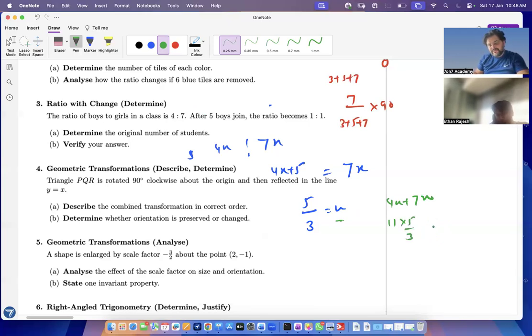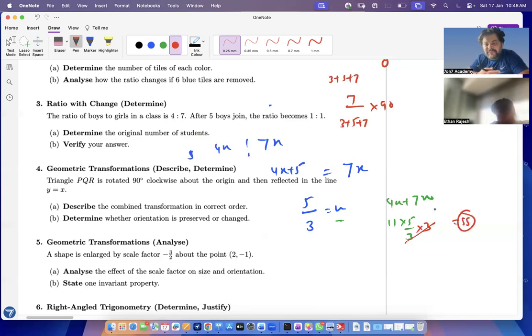Now this cannot be the original number because this is a fraction. The students cannot be a fraction. So the question is wrong. There should be a minimum number of students which you multiply here to get a whole number. Agree? So you multiply by 3 here, and the minimum number of students will be 55.